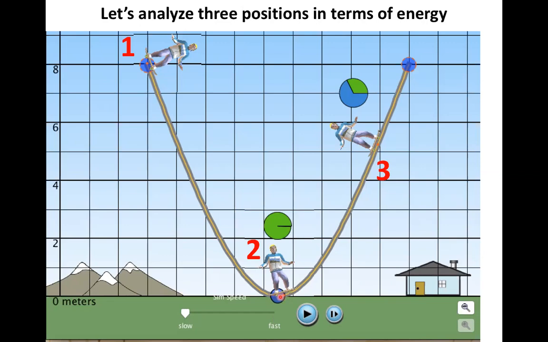Recall with any potential energy, you have to set your reference point. So anyways, we've got 3 different positions. Let's take a look at the energy, like quantitatively look at the energy transformations. By the way, this is a famous skater, Tony Hawk, and his mass is, let's say, 75 kilograms for the purpose of this simulation.